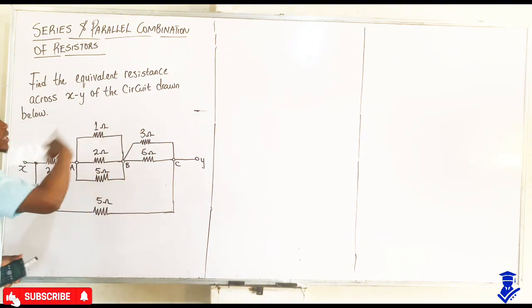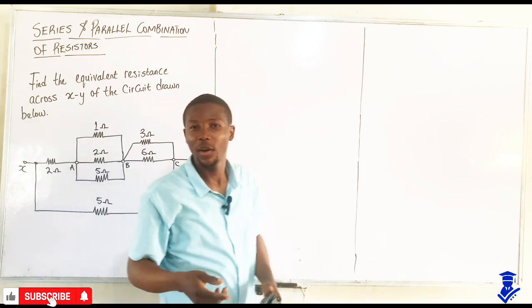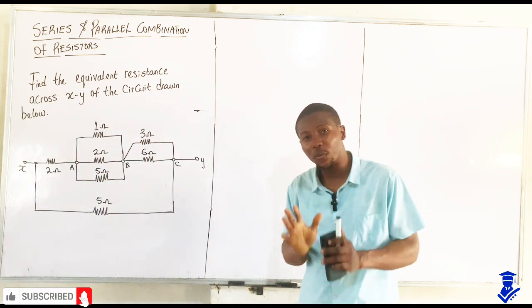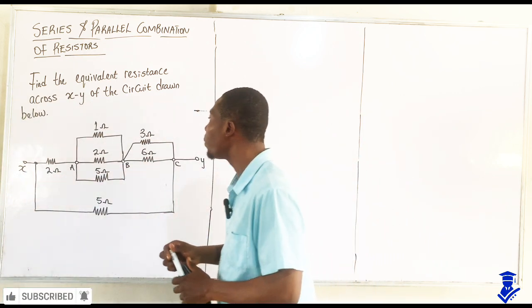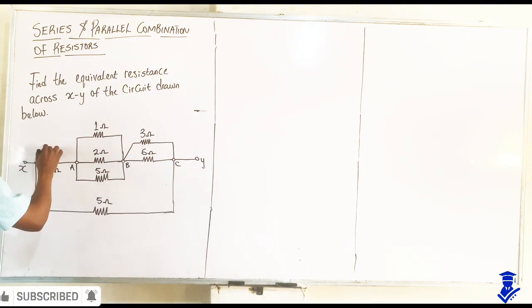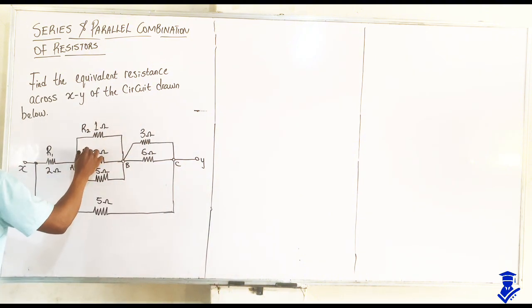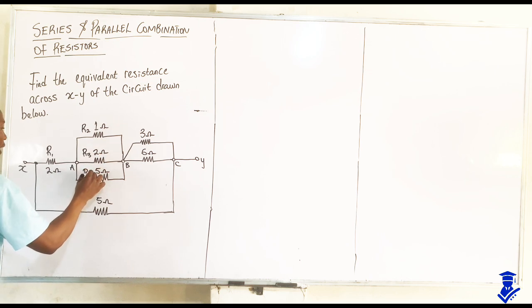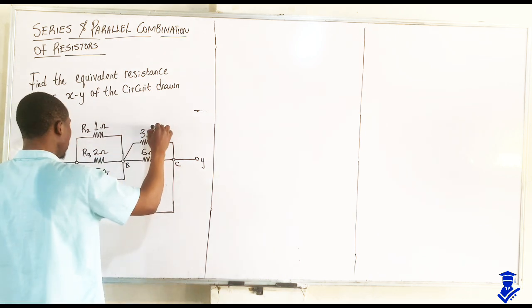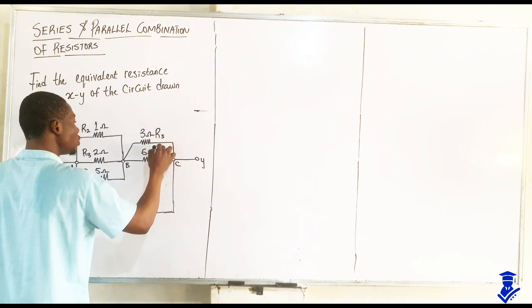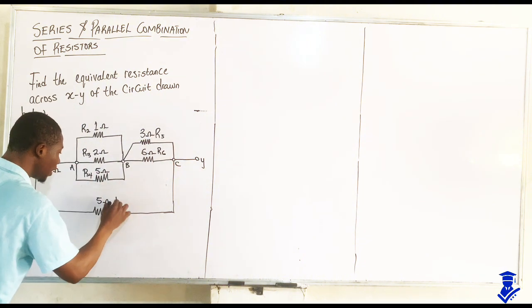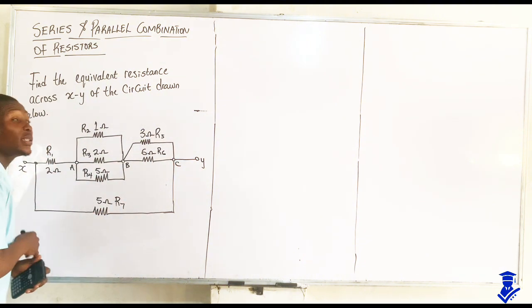So how do we find the equivalent resistance here? All right, it's very easy. Just follow me carefully. Let's label this R1. Let's label this R2. Let's label this R3. Let's label this R4. Let's label this R5. Let's label this R6. And then finally R7.